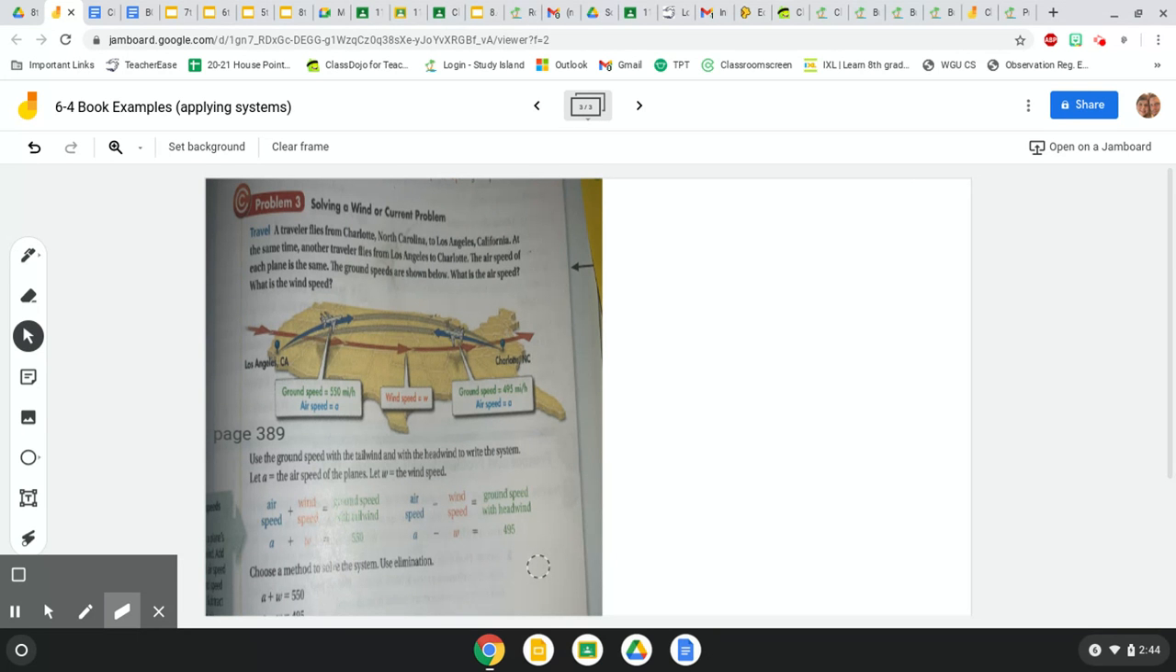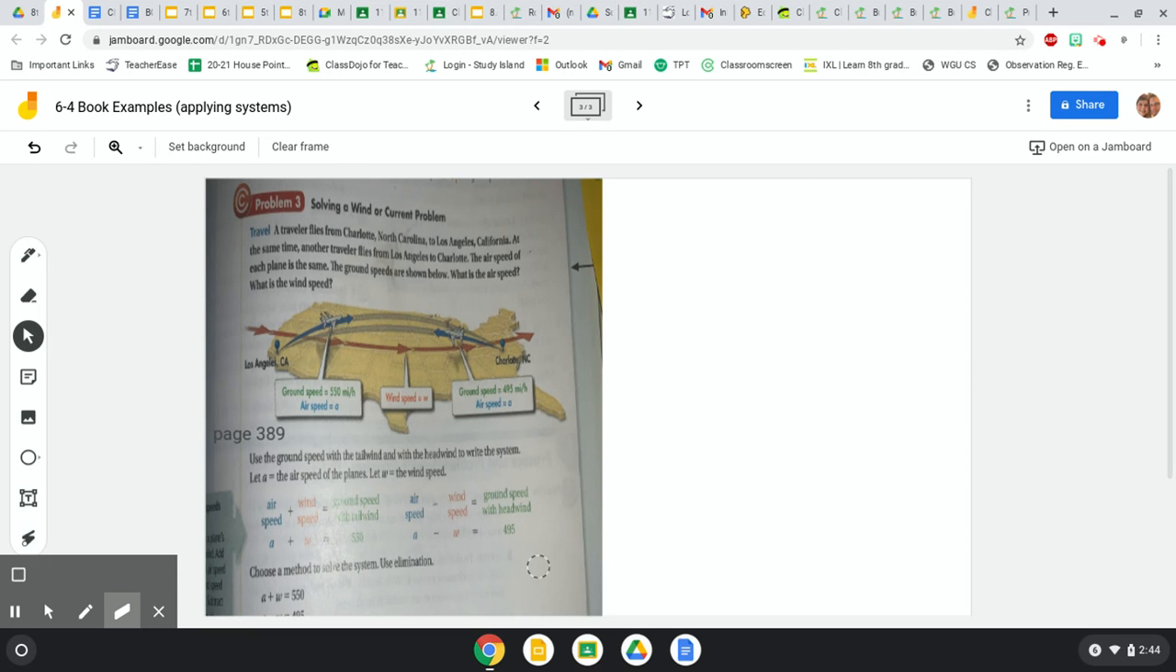Okay, so this one is dealing with wind or current. This particular one deals with wind. So it's telling you a traveler flies from Charlotte, North Carolina to Los Angeles, California. At the same time, another traveler flies from LA to Charlotte. The airspeed of each plane is the same. The ground speeds are shown below. What is the airspeed? What is the wind speed?